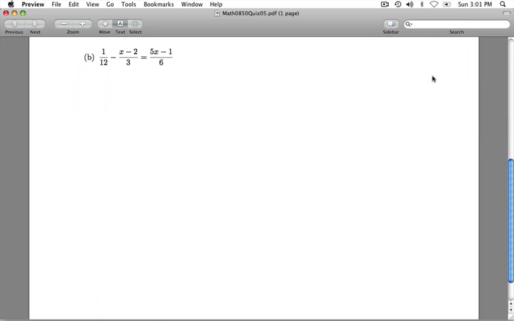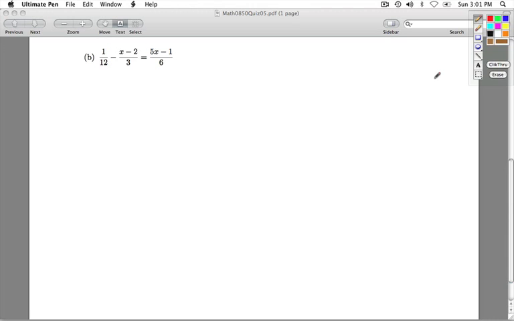1b is an even more complicated equation involving fractions. To wipe out the fractions from the get-go, I need a common multiple of 12, 3, and 6. 12 will actually work just fine. So I'm going to multiply both sides of this equation by 12.